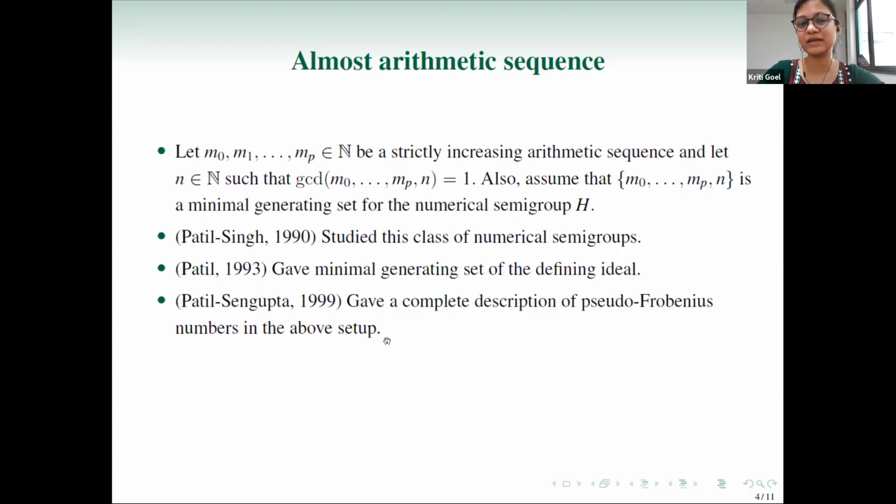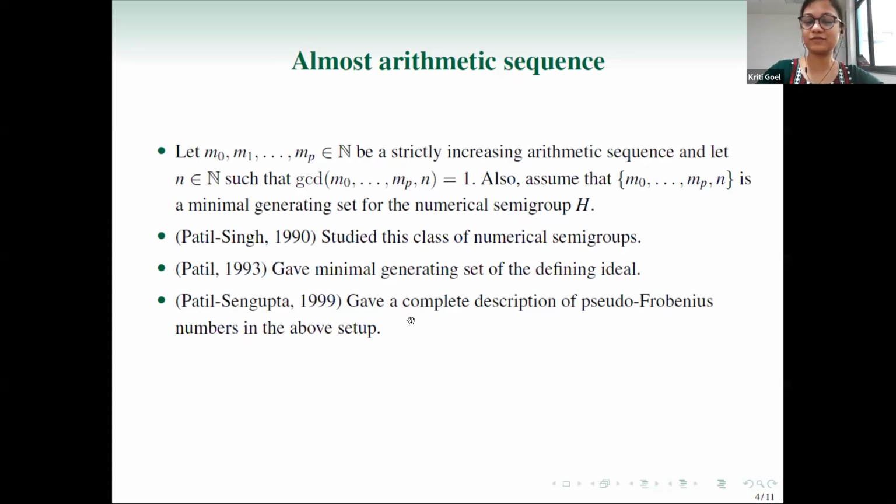This was a paper in 93. And the other information that they could gather was about the pseudo-Frobenius numbers. They could actually give a complete description of the pseudo-Frobenius numbers using that so-called technical setup. This description was in 1999 by Patil and Sengupta. And if one wants to look at Row-Factorization matrices now, which can be associated to this class of numerical semigroups, the very first step is we need the information about the pseudo-Frobenius numbers. And this is what we could gain from this paper of 99.